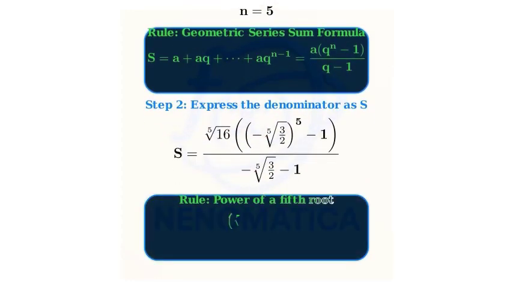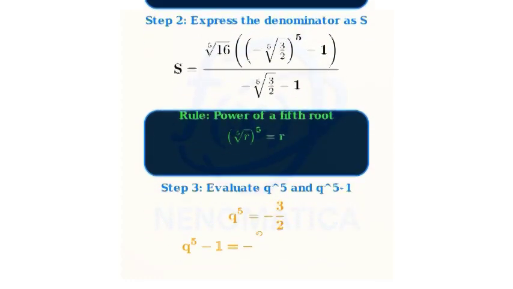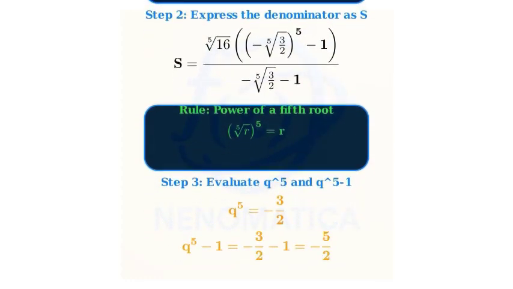Step 3. Compute q to the fifth power. Since q equals negative fifth root of 3 over 2, raising to the fifth removes the radical and preserves the negative sign, giving negative 3 over 2. Then q to the fifth minus 1 equals negative 5 over 2.